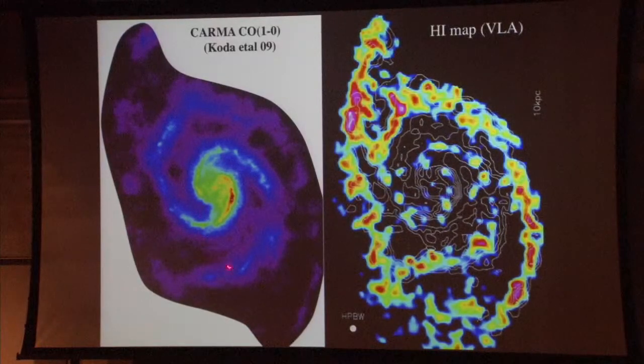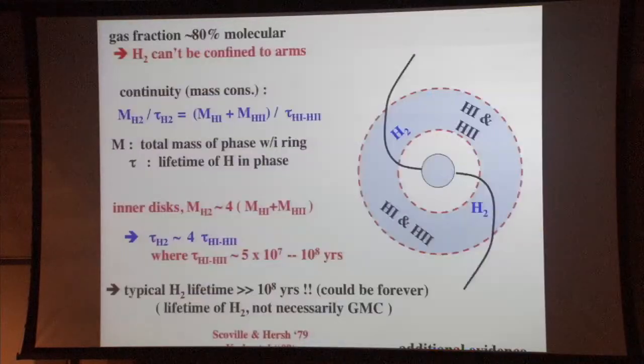Sorry, you can't take a species which has 5 times as much mass and concentrate it just in the spiral arms. So the molecular gas is actually widely distributed in the disk of the galaxy, and the cycling time for a molecule is probably longer than the cycling time from one arm to another, which might be 10 to the 8th years or longer. I'm not going to go through this, but it's a simple equation of continuity.